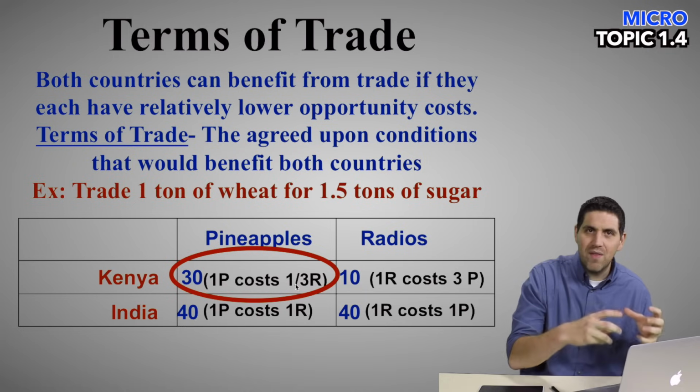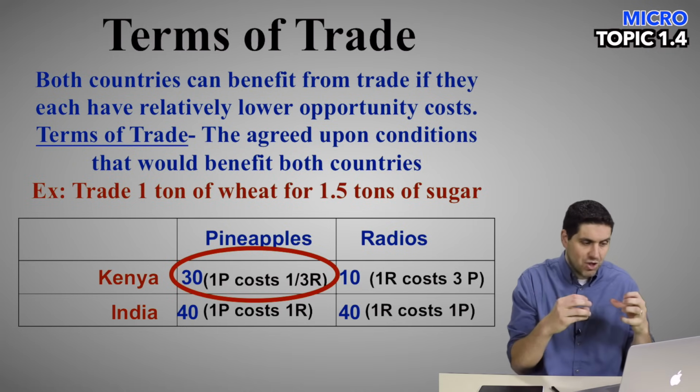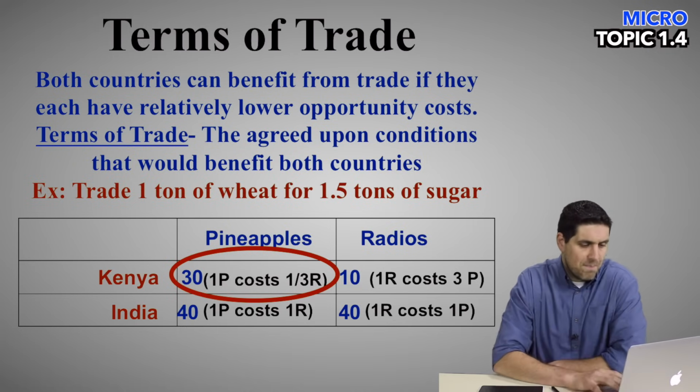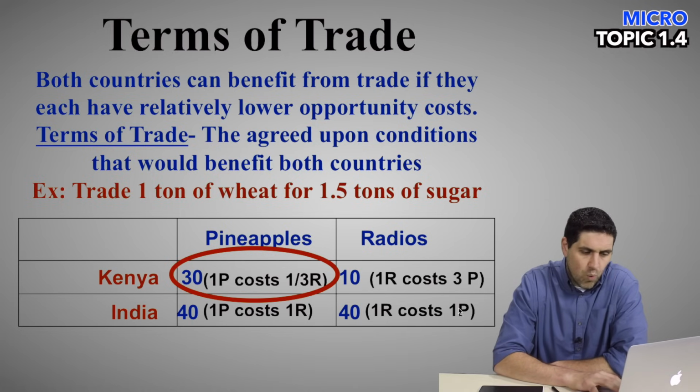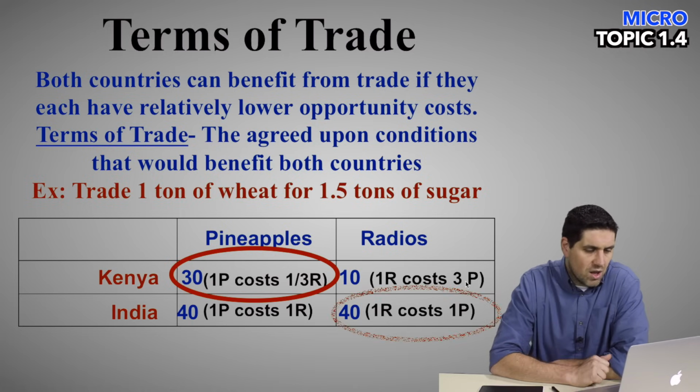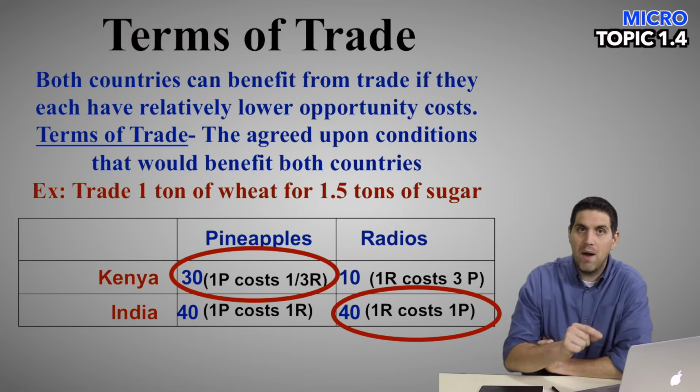Again, I'm circling the one that has the lower opportunity cost, the one who should specialize in pineapples. India has a lower opportunity cost, 1 compared to 3, in producing the radios, and so they have a comparative advantage.